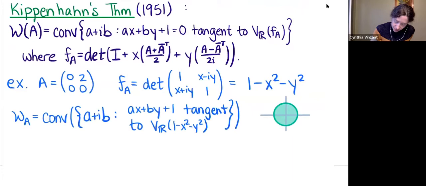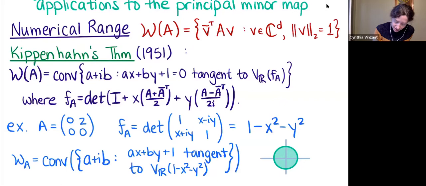So for example, suppose I took the 2x2 matrix, 0, 2, 0, 0. It's not normal. I can write the polynomial f sub A by taking the identity matrix. And then in front of x, I'm going to put A plus its conjugate transpose over 2. I'm just going to get coefficients of 1 in the off diagonals. And then in front of y, I'm going to get A minus its conjugate transpose over 2i. I might have switched the signs on these, but up to a transpose, I get an iy and a minus iy. And then if I take the determinant of this 2x2 matrix, I get a polynomial defining the circle.